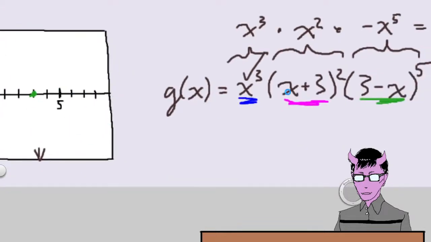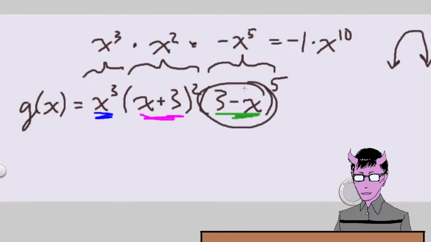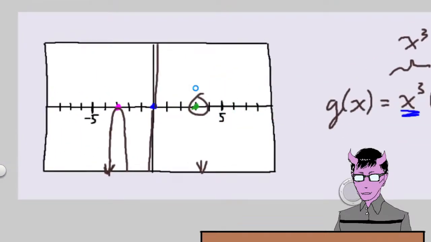Alright, so we've accounted for the blue factor, and now we have the last one, which is this. The x-intercept is (3, 0). It has a multiplicity of 5, an odd-powered exponent, so we're just going to pass straight through. Here it is. We're just going to pass straight through. So make sure you connect those ones like that-ish. Something like that.